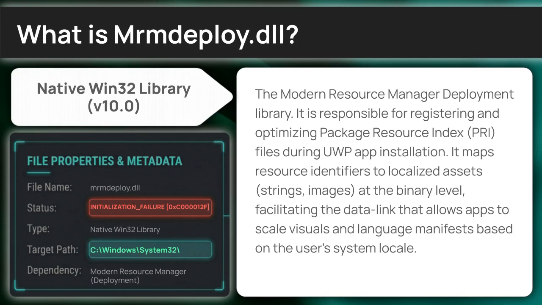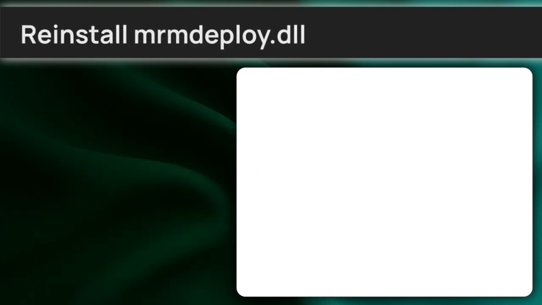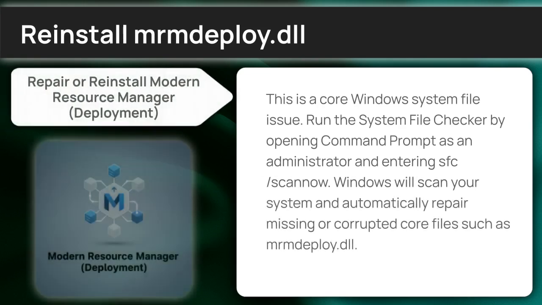Now that the background is clear, let's walk through the actual installation steps. This is a core Windows system file issue. Run the system file checker by opening command prompt as an administrator and entering sfc /scannow. Windows will scan your system and automatically repair missing or corrupted core files such as Mrmdeploy Library DLL.